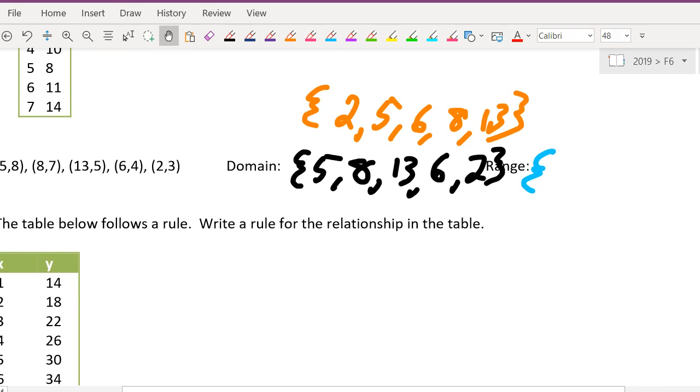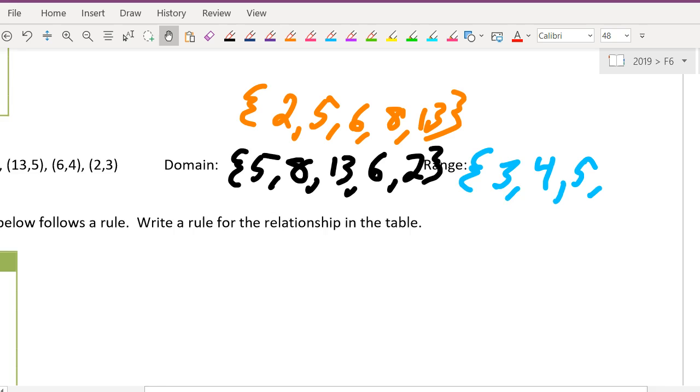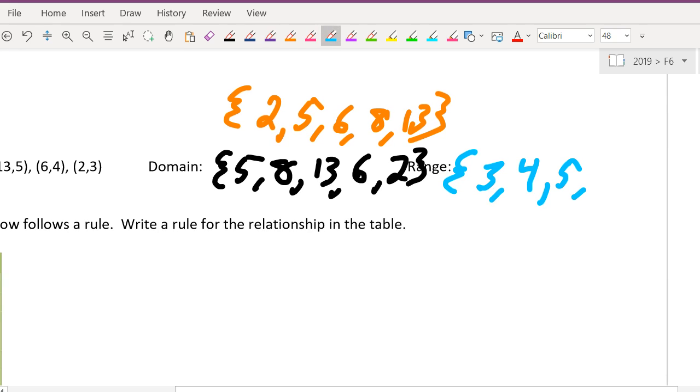Okay, so the lowest range is 3. And then it's 4. And then it's 5. And then it's 7. And then it's 7 and 8. Good. Very good. Let's give him a hand.